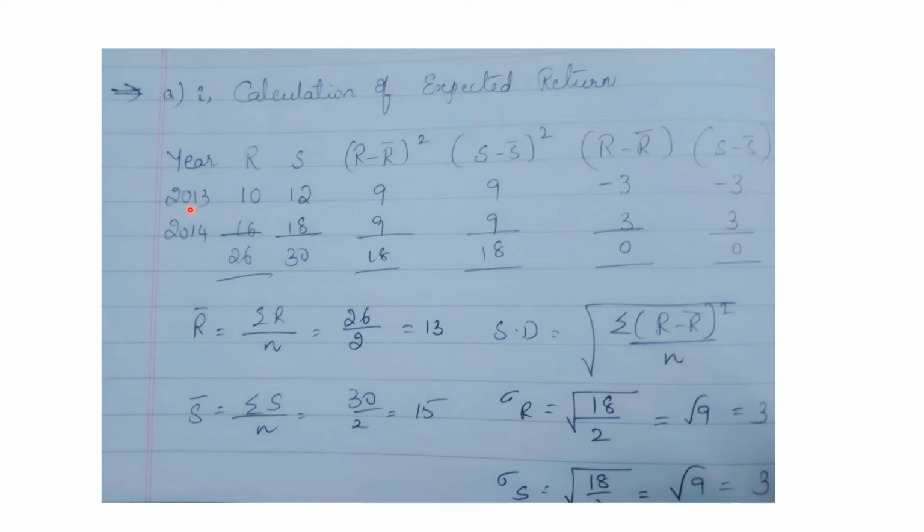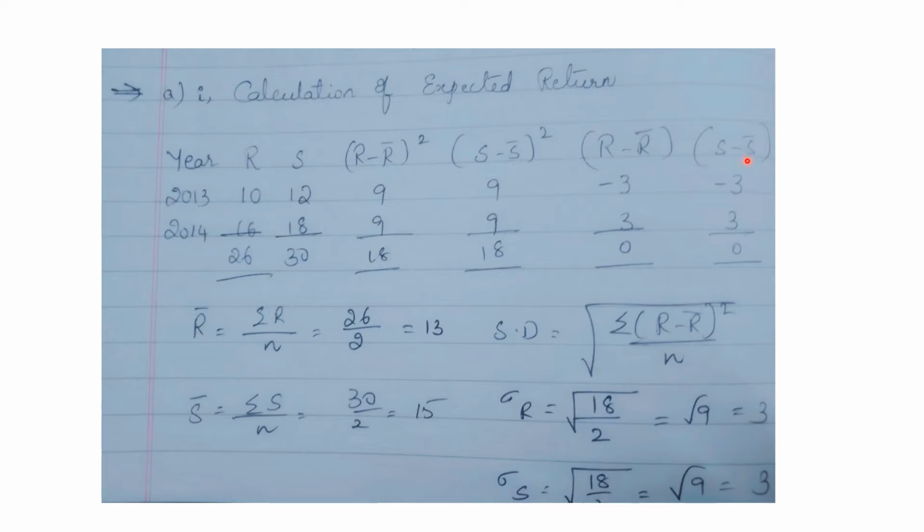So here first find out the R minus R bar. For that, return for R we know. We have to find out the R bar. So R bar is nothing but summation of R by N. So the summation of R values, add the two values for 2 years. Then you are going to get 26. 26 by N, where N is 2, the number of years. So that comes to 13.